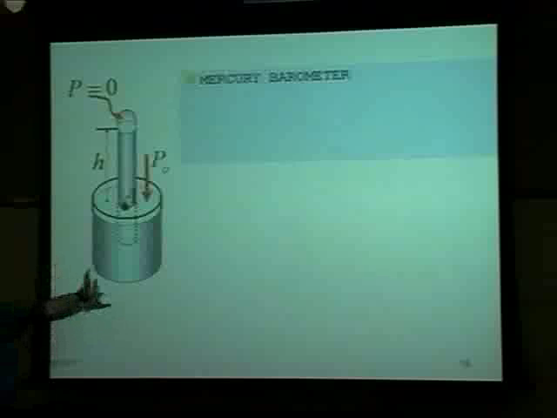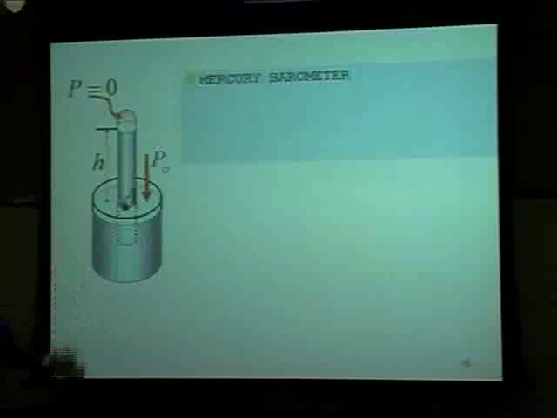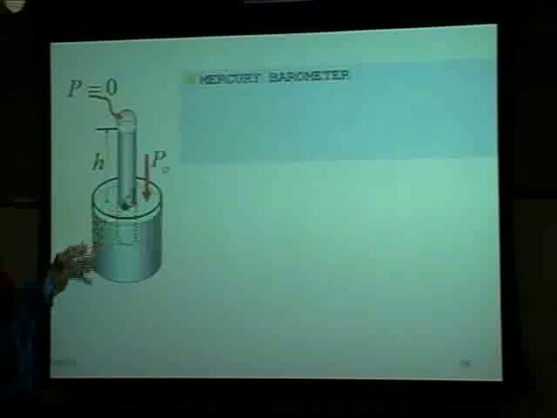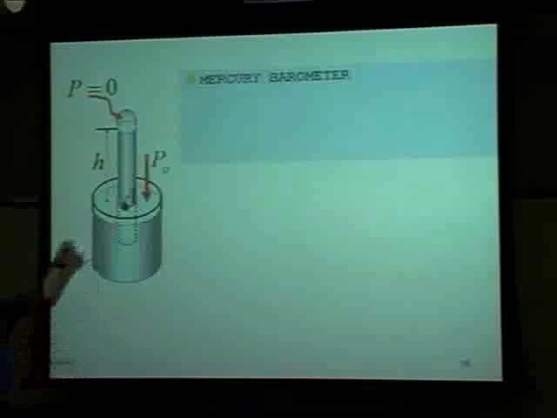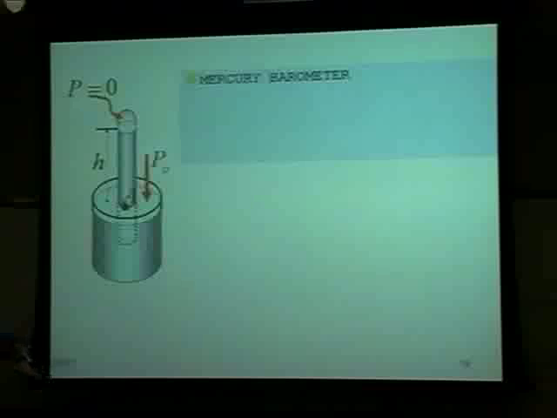I've got a reservoir of mercury. Right? It's open to the atmosphere. So on this open part of the reservoir, atmospheric pressure is bearing down on its surface. So that's what that P naught is. That's atmospheric pressure bearing down on the surface of the mercury. But I also have a tube also filled with mercury.